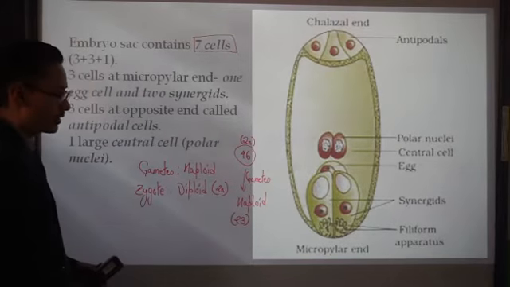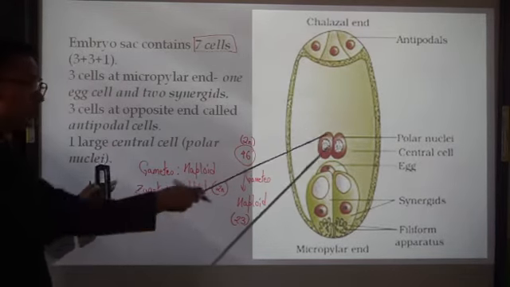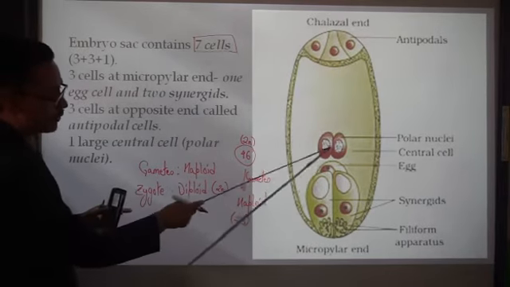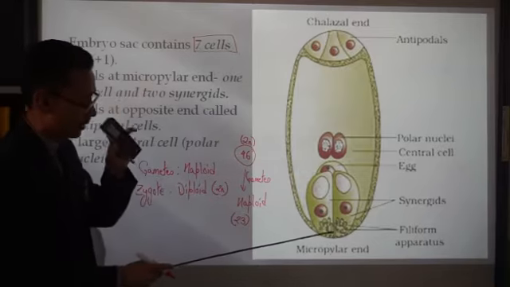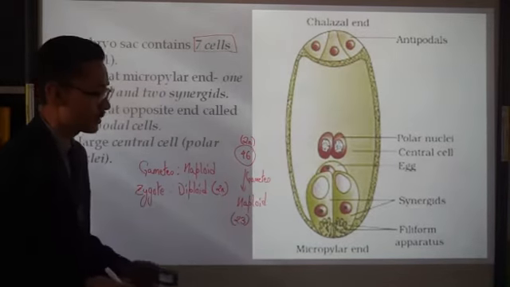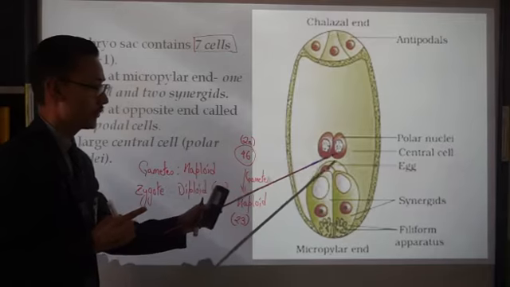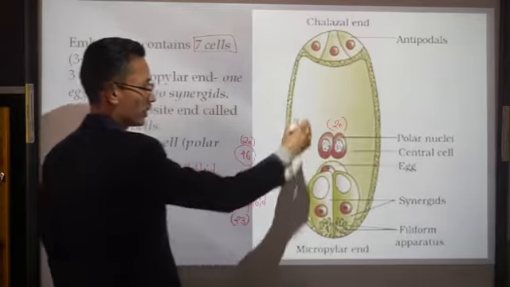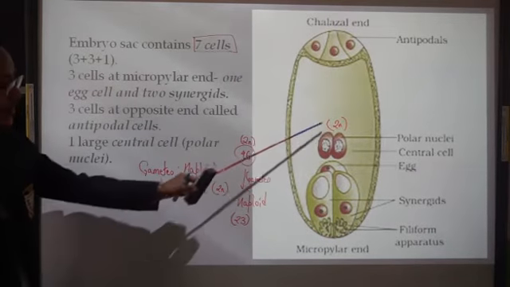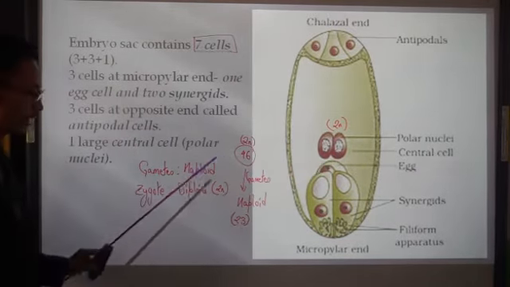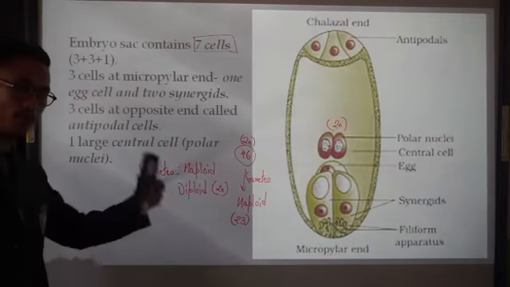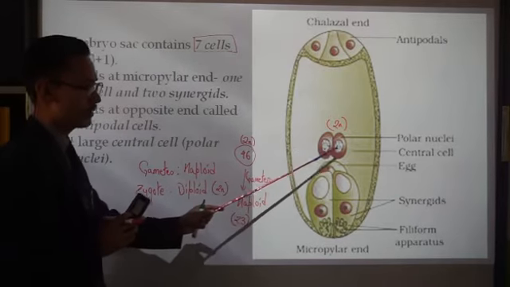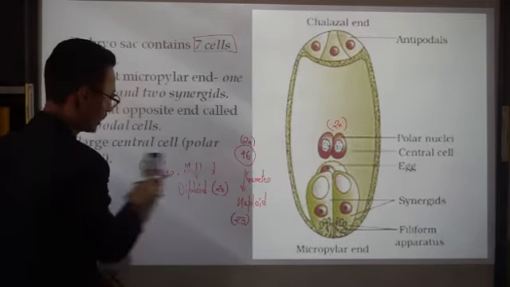Clear? So here also you can say that inside the embryo sac there are 7 cells. Though we have counted 8 cells, 1, 2, 3, 4, 5, 6, 7, 8, we have learned that the central cell will be considered as a single cell, which is formed by the fusion of two nuclei. So therefore the central cell will be diploid, 2N, because it is formed by the fusion of two nuclei. Generally gametes will be haploid, and after fertilization, when the zygote is produced, it will be diploid. So keep in mind that the central cell will be diploid, 2N.